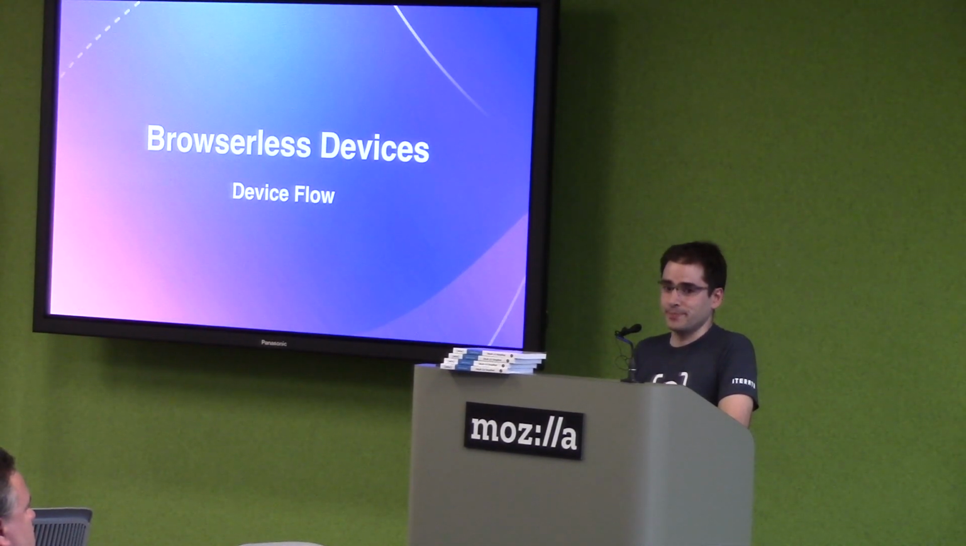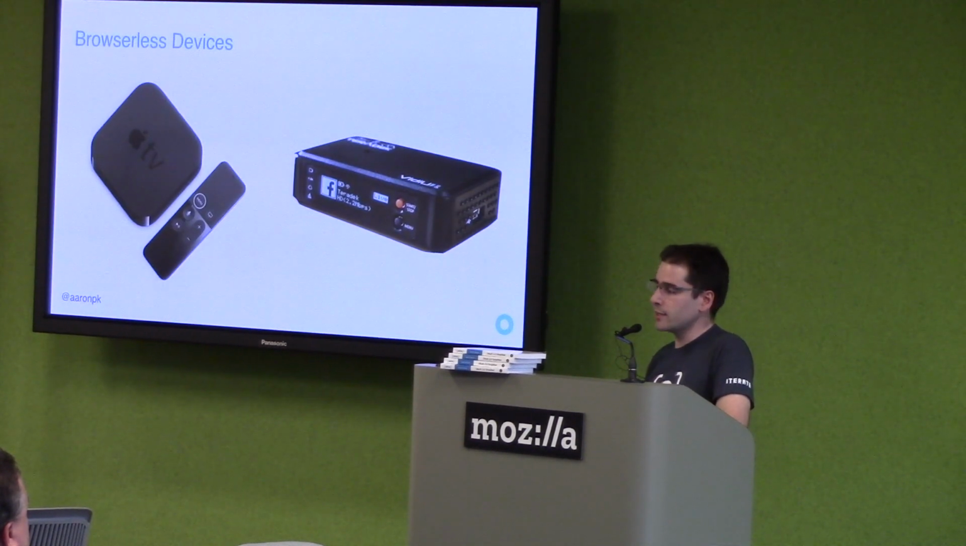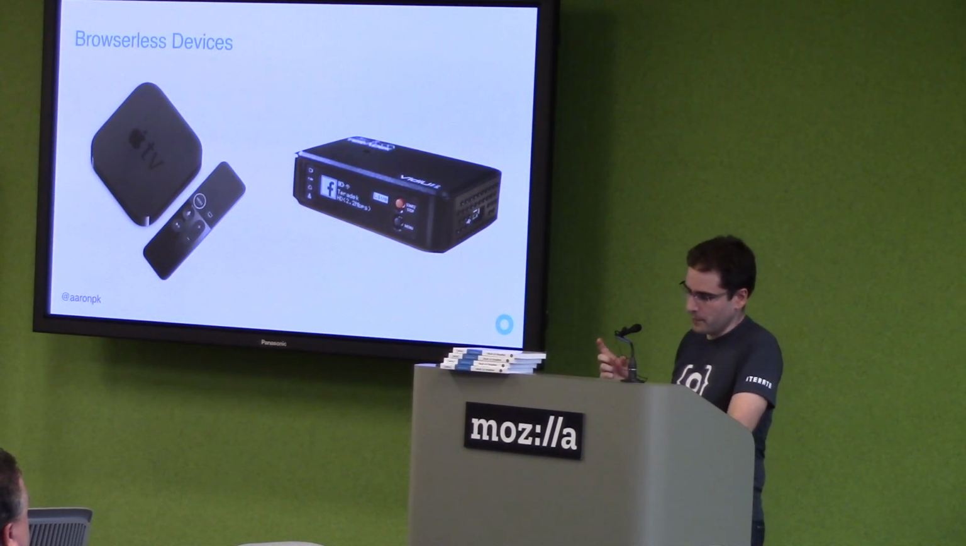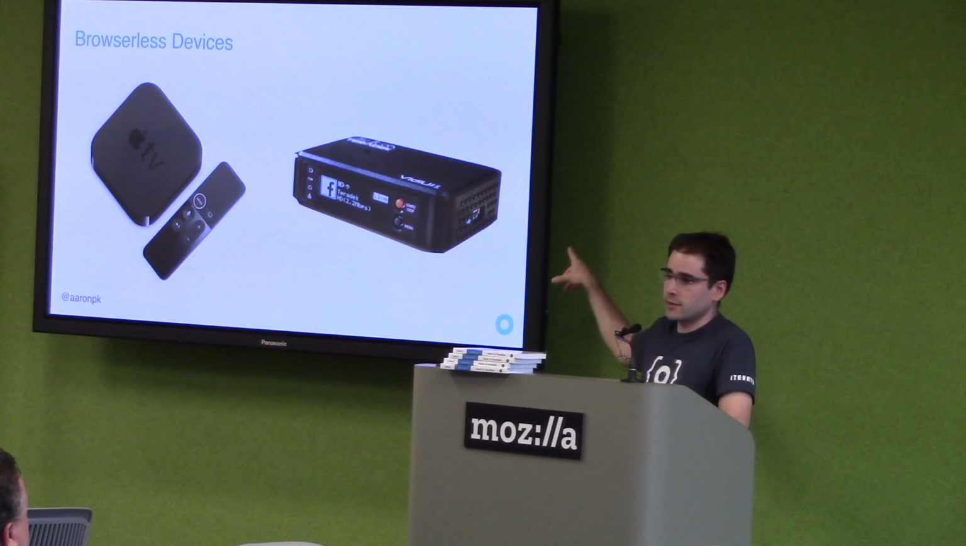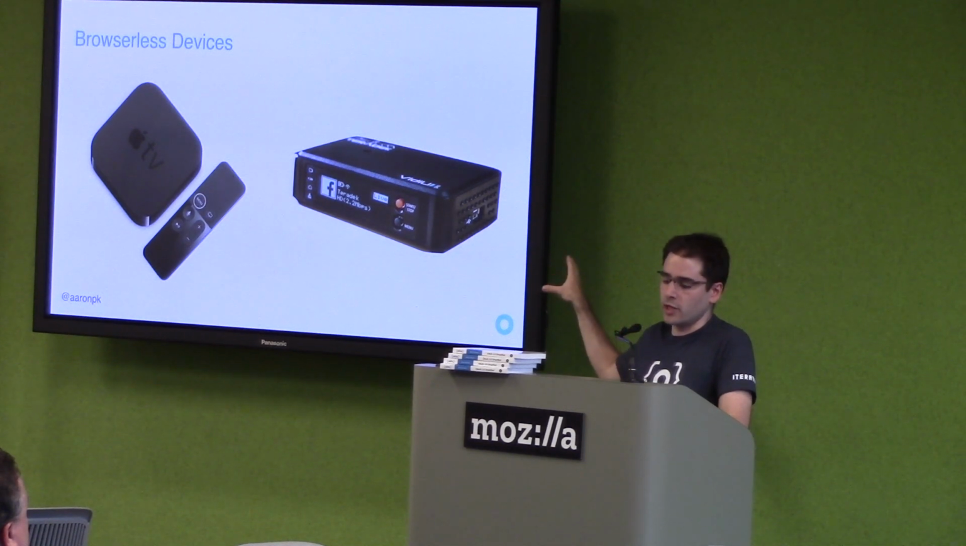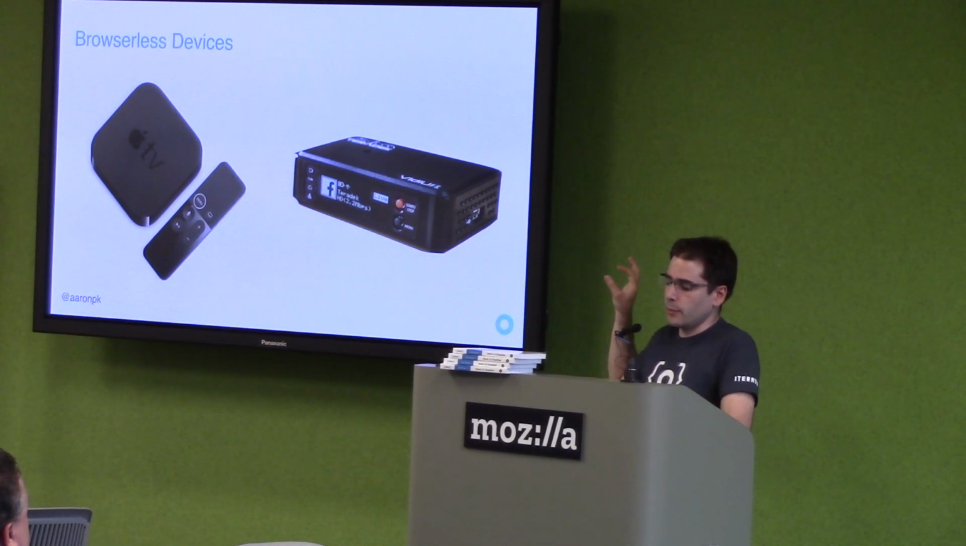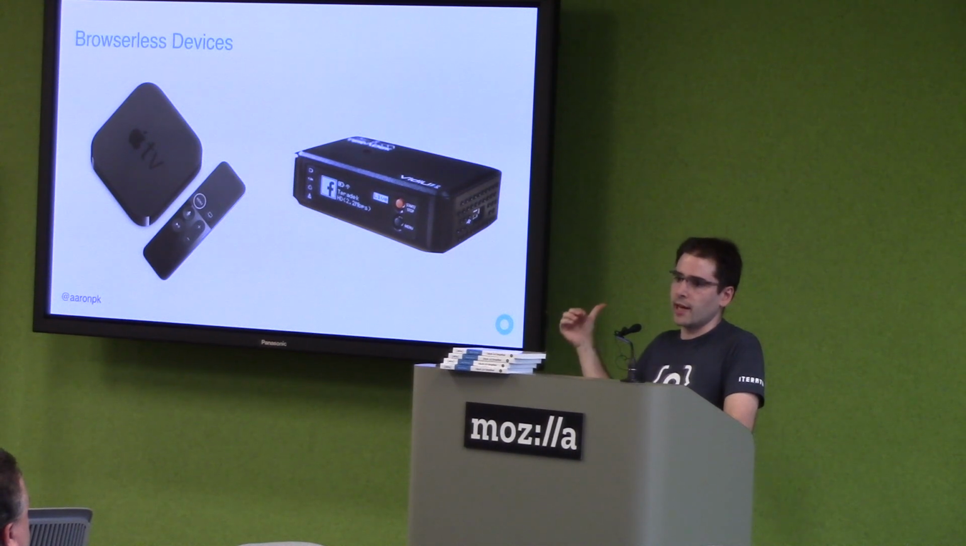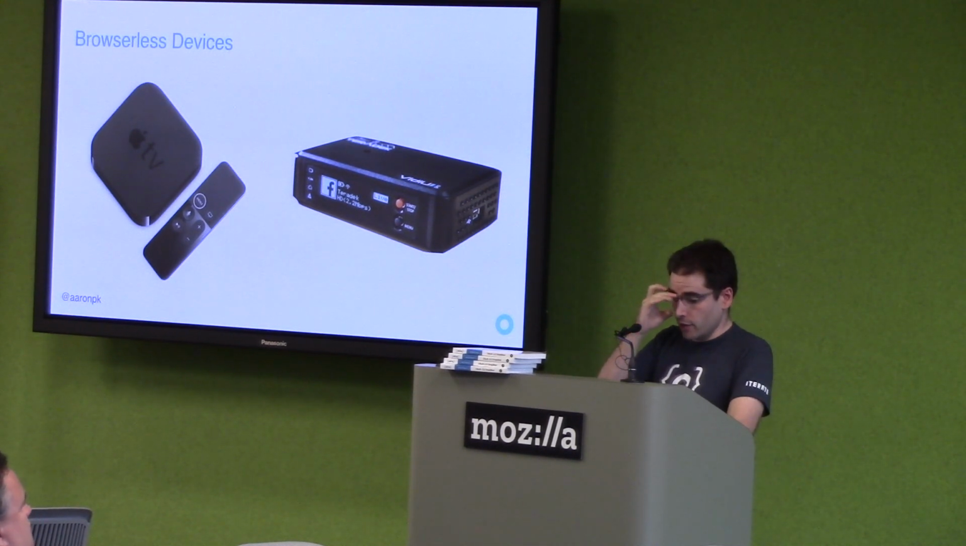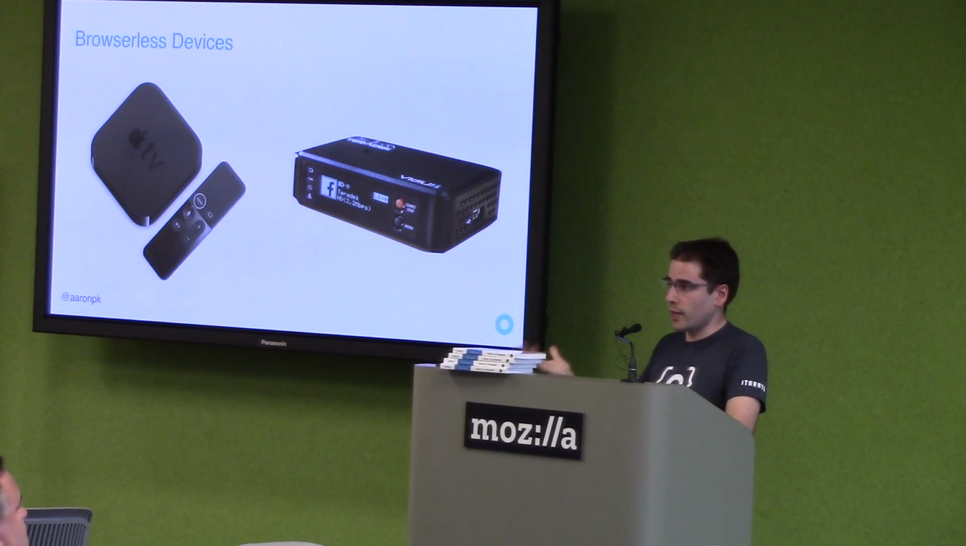Okay, now for a fun one. Browserless devices. These are things like Apple TV, Roku, Amazon Fire Stick, things that don't actually have a web browser in them. Or things like this device on the right, which is a hardware video encoder. You can plug in an HDMI source into that and then push video out to Facebook or YouTube. In order for that to work, these don't have a browser, so you can't do normal OAuth on them.